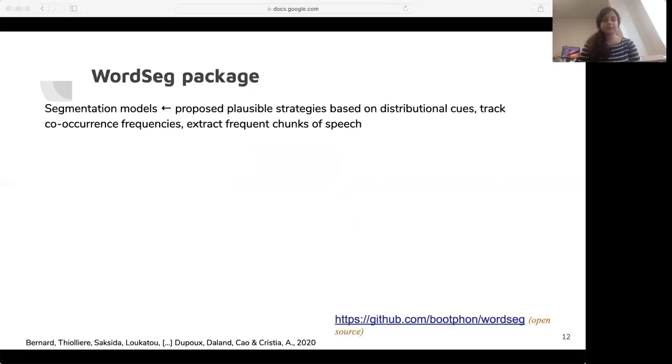WordSeg is a package that contains plausible segmentation models. The models are based on the idea that infants could use distributional cues, track co-occurrence frequencies, and extract frequent chunks of speech.